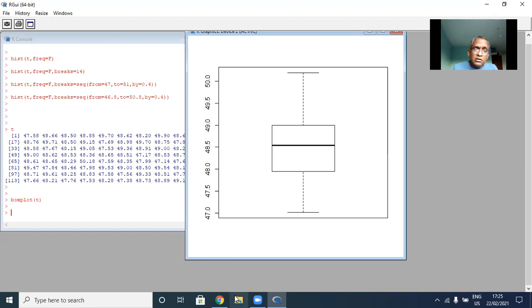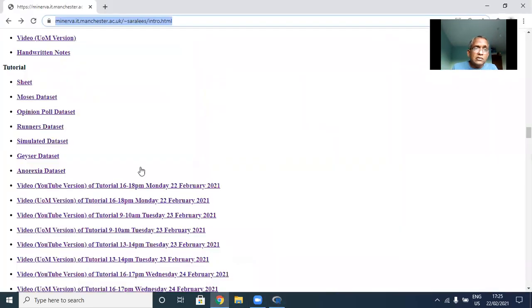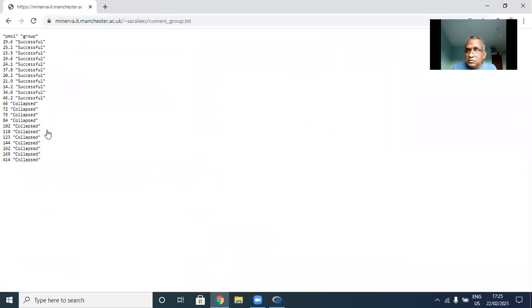Right. The next thing I'm going to talk about, I'm going to go back to the website and I'm going to read the following data set here. This is a runner's data set, right? Let me copy this link, and go back to R.